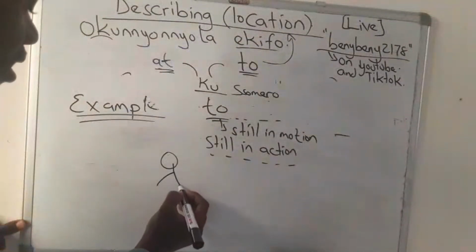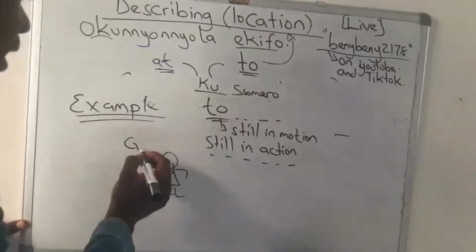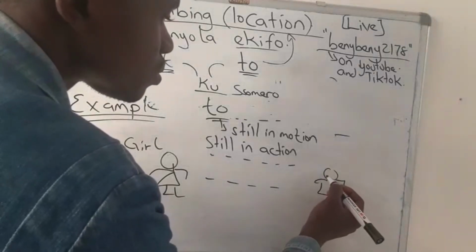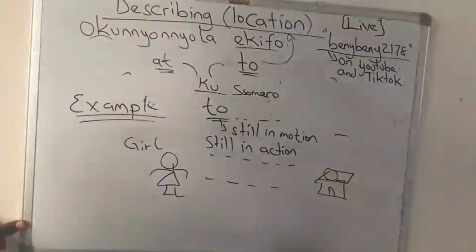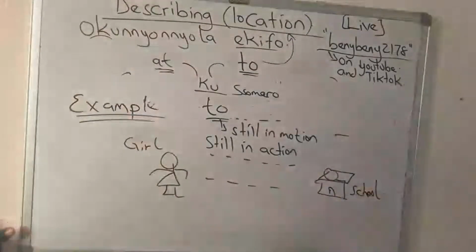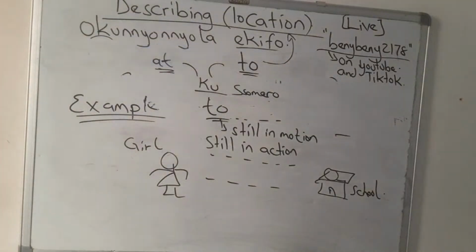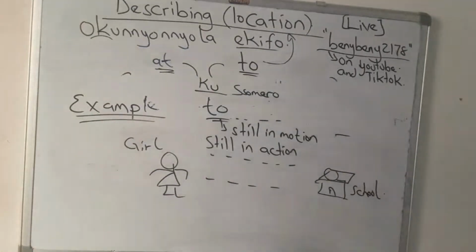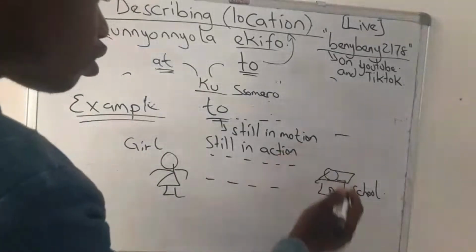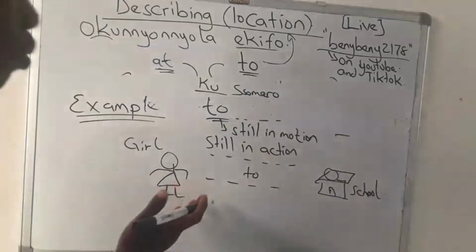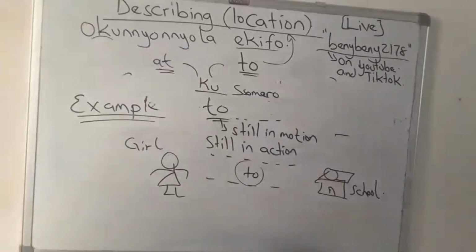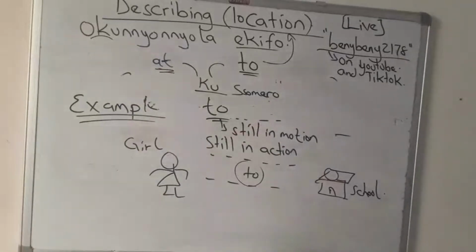Another example, I'm having my girl here. So this girl is heading to a school. It's going to a school. Okay? This girl is heading to a school. So omwala ono agenda ku ssomero. Are we together? Omwala agenda ku ssomero. So omwala baba agenda ku ssomero tannaba kutuuka. So ali mu motion. Ogenda kukozesa to. Oba ogamba omwala agenda ku ssomero kubanga tannaba kutuuka. So there we are going to use this word to, because the girl is still in motion. Okay? Omwala akyali mu motion.